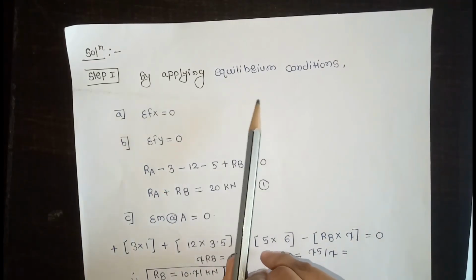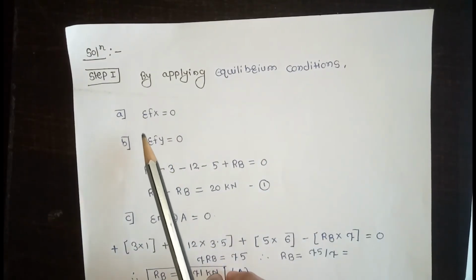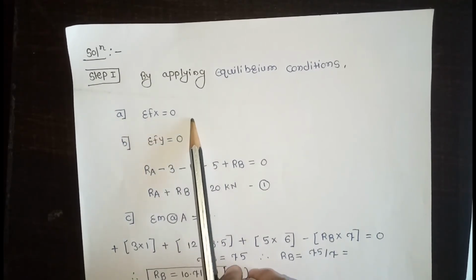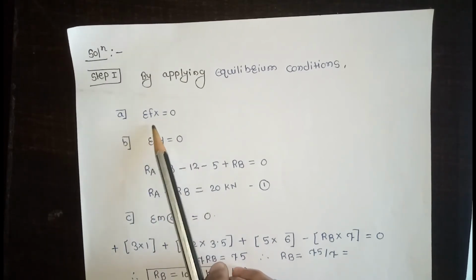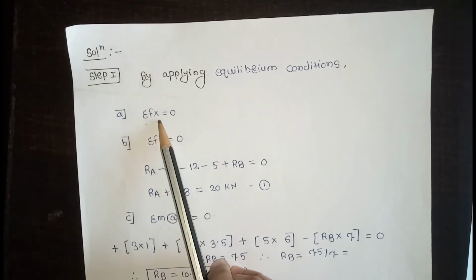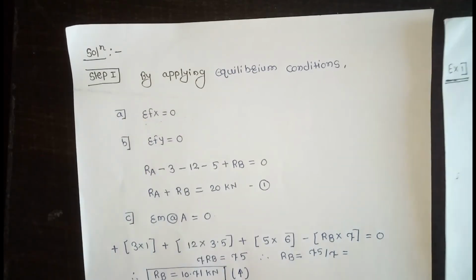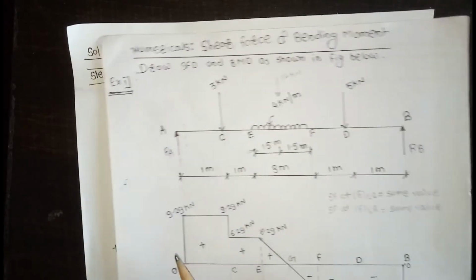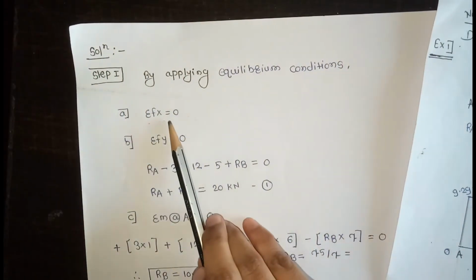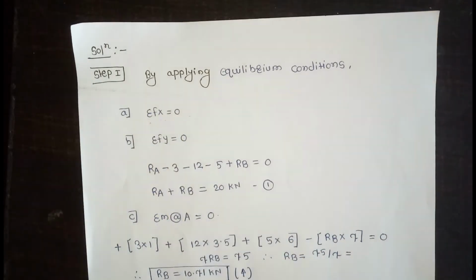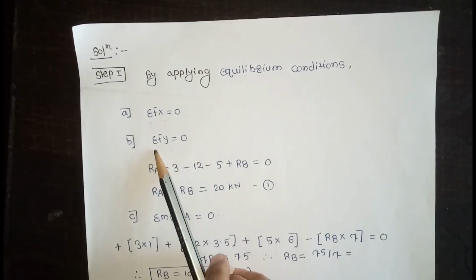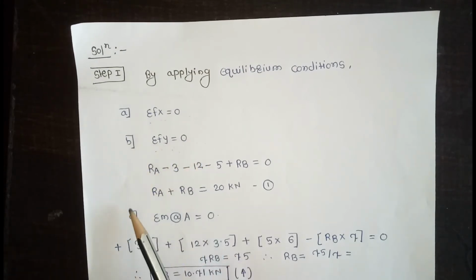By applying the equilibrium conditions, the first condition is summation Fx is equal to 0. Summation Fx means the algebraic sum of all x components is equal to 0. There is no horizontal force, therefore summation Fx is equal to 0. Then the second condition is summation Fy is equal to 0, meaning the algebraic sum of all y components is equal to 0.